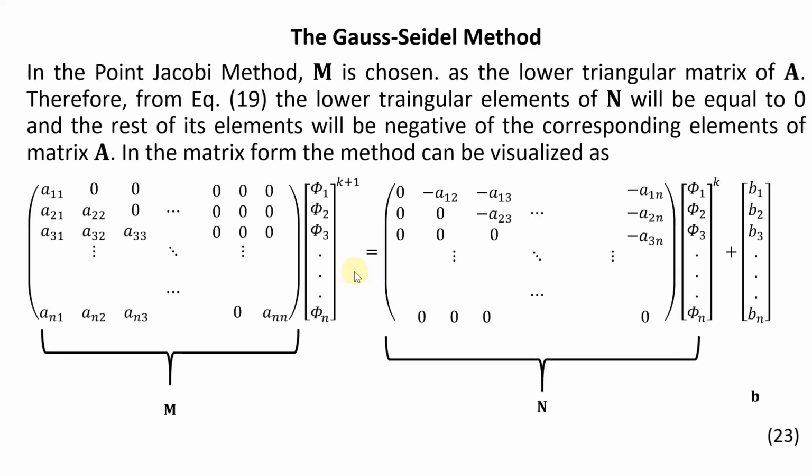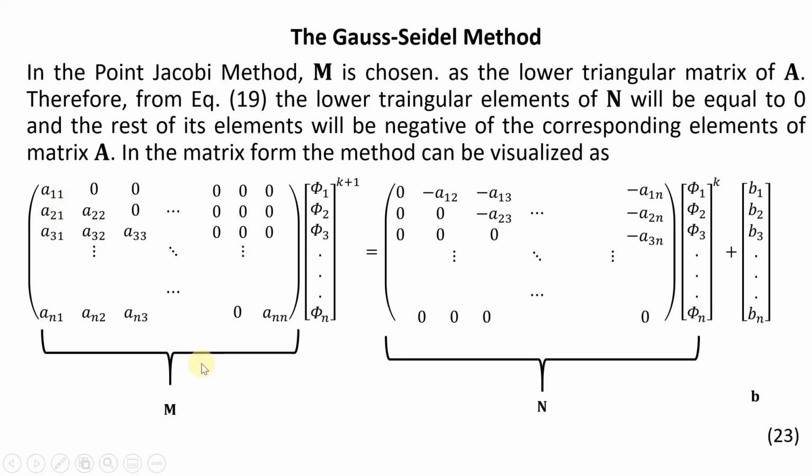Now the Gauss-Seidel method. In the Gauss-Seidel method, matrix M is chosen as the lower triangular matrix of matrix A. Therefore, matrix N will have 0 as its elements of the lower triangular matrix, and the rest of the elements will be the negative of the corresponding elements of matrix A. Accordingly, when we apply the approximations of matrices M and N to equation 19, we get the matrix form of equation 23.